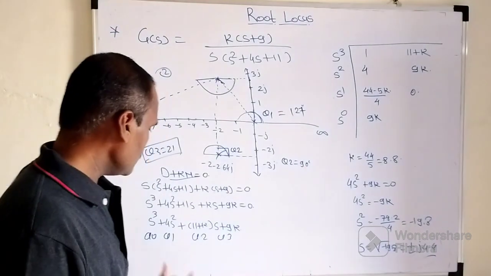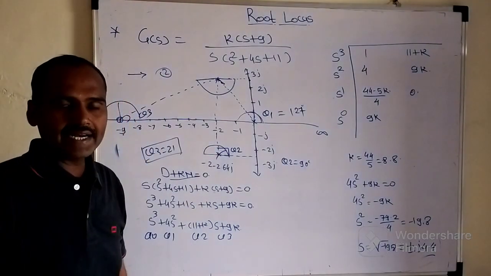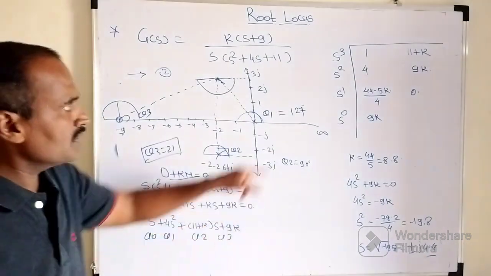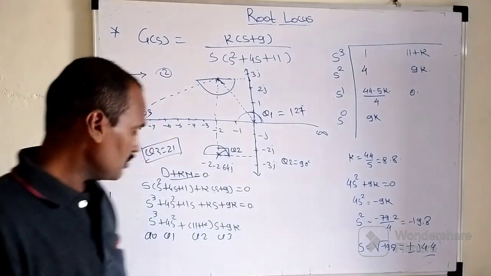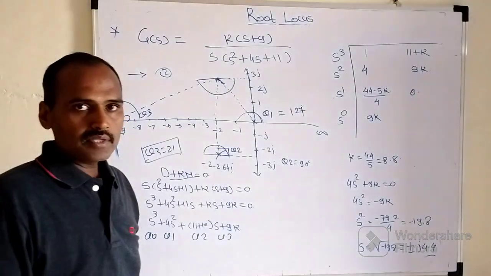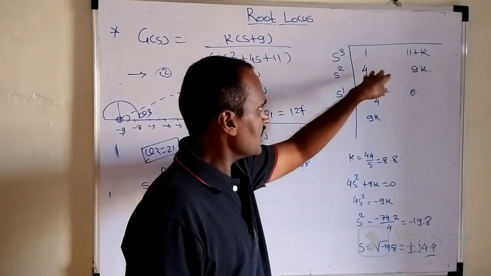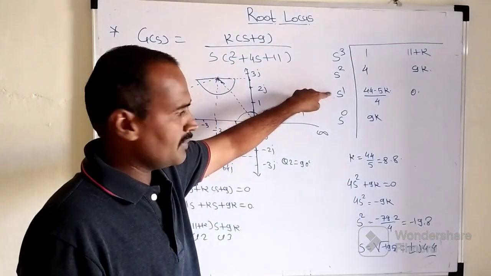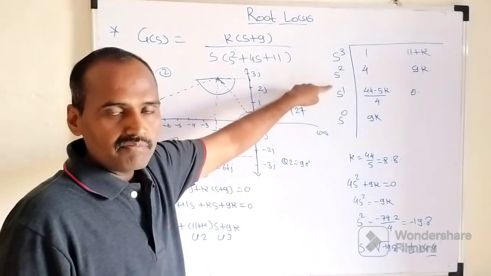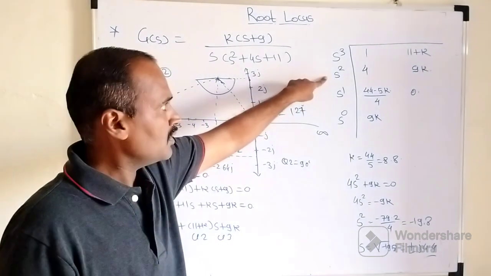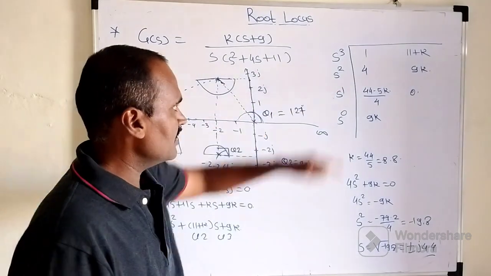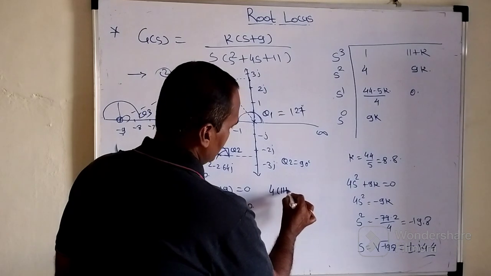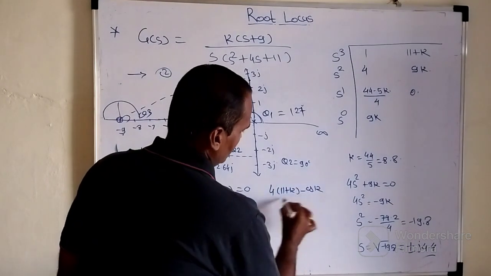As far as the first row is concerned, we collect all the elements which are at even positions, meaning a0 and a2. Within the second row we consider all the elements which are at odd positions, meaning a1 and a3. So the elements are 1, 11 plus k, 4 and 9k. As far as the element of the s raised to 1 row is concerned, the previous two rows are taken into account. With cross multiplication, it becomes 4 into 11 plus k, minus 9k, upon 4.